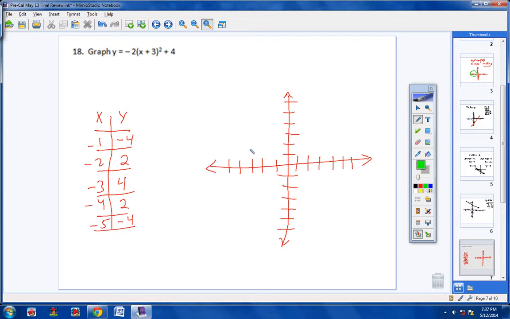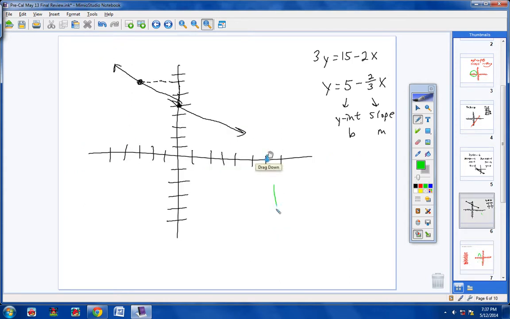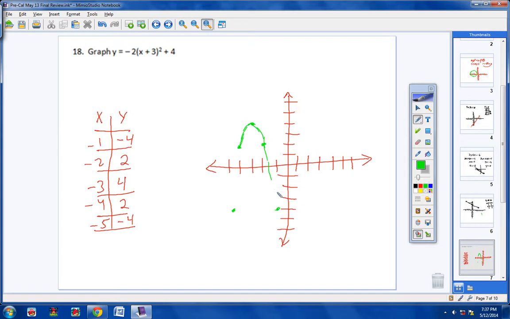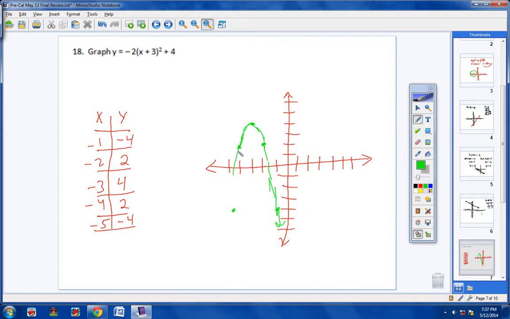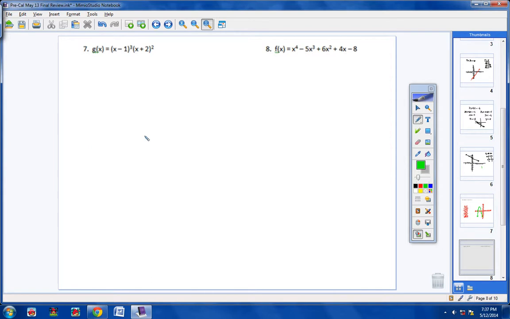Okay, your vertex is (-3, 4). And then one point would be (-2, 2). Another point would be (-1, -4). And then over here we have (-4, 2). And then (-5, -4). So you're seeing a really good form of a parabola here taking place. And there we go. Okay, moving on.